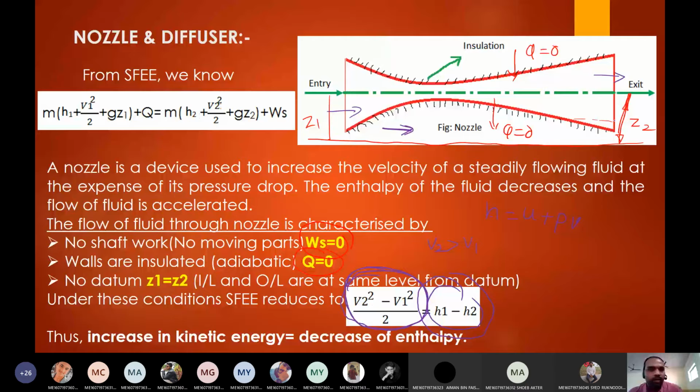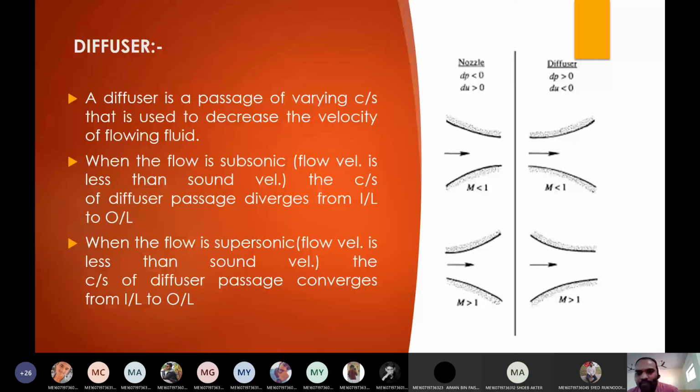Next, our next application is the diffuser. As I told, if you see the right side, which type of passage is it? Converging, right? Please look at the PPT. This is converging. This is also converging. What is the difference between these two figures? The only difference is the Mach number.